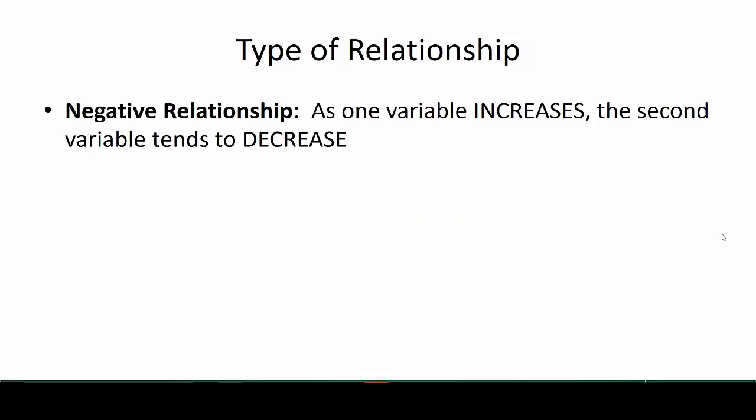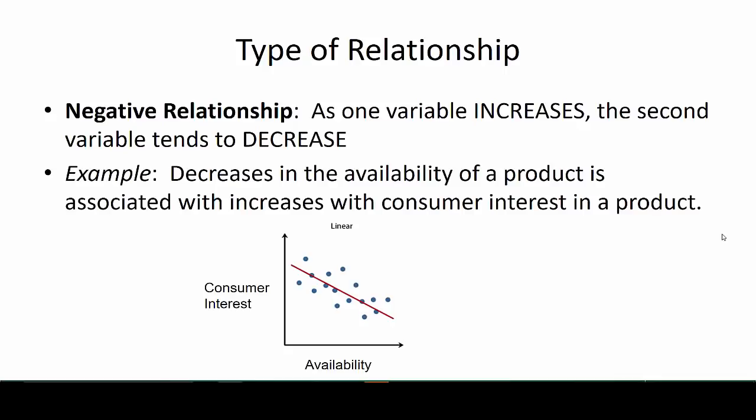If your coefficient, or your Pearson's R, is negative, that means you have a negative relationship. This means as one variable increases, the second variable tends to decrease. An example of a negative relationship is the relationship between product availability and consumer interest. So typically, decreases in the availability of a product is associated with increases in consumer interest.